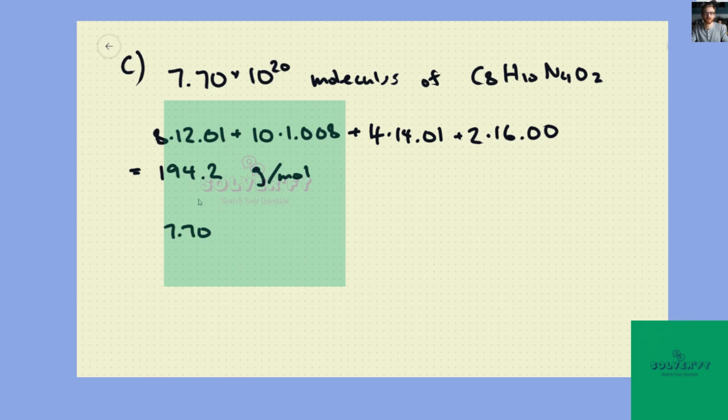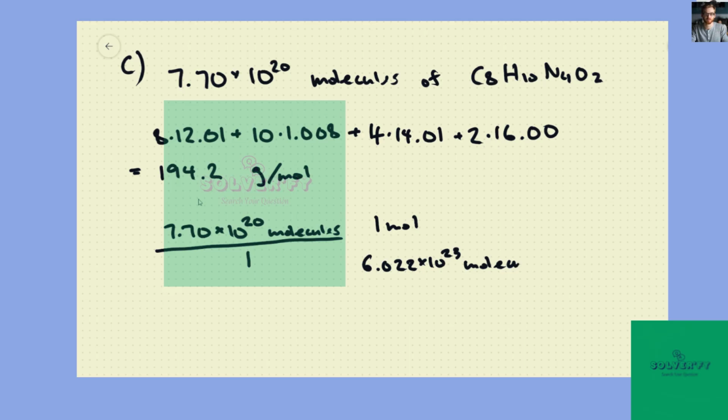Okay, so now that we have the molar mass, we need to find out how many moles 7.70 times 10 to the 20th molecules corresponds to. And for this we use Avogadro's constant, so 1 mole is 6.022 times 10 to the 23rd molecules. Okay, and then now these cancel. We have 194.2 grams per mole. These cancel. And so if we multiply all of these together, we get the mass in grams.